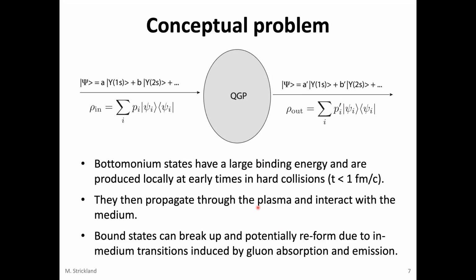The plasma lifetime in the highest energy LHC collisions is on the order of 10 to 15 fermi/c for mid-central collisions. So they experience a kind of long lifetime inside of the plasma. Now, during their long life in the plasma, these states can break up and potentially reform due to in-medium transitions induced by gluon absorption and emission.